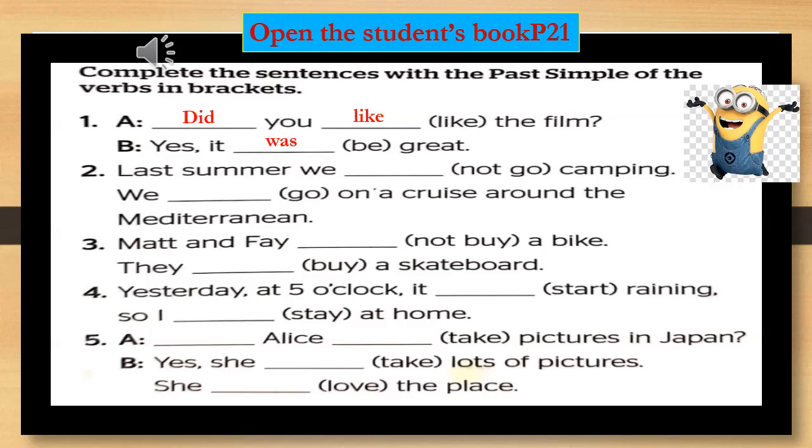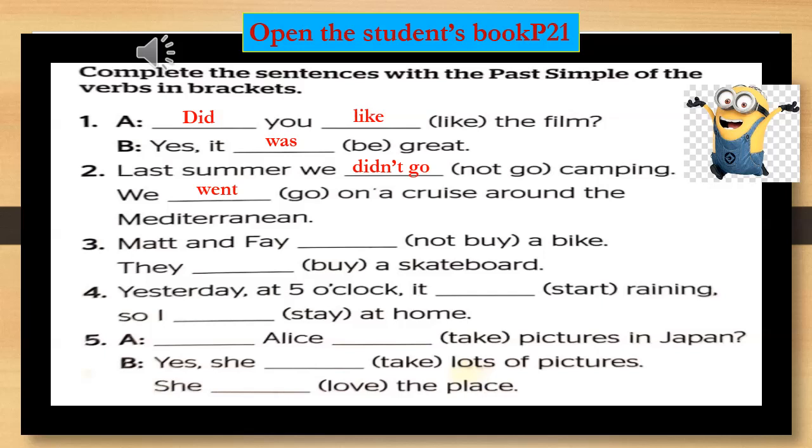Okay, number 2. Last summer we not go camping. Can you see not? I'm just telling you to put the verb in the negative form. So it will be we didn't go camping. We go on a cruise around the Mediterranean. What is the past of go? Went.